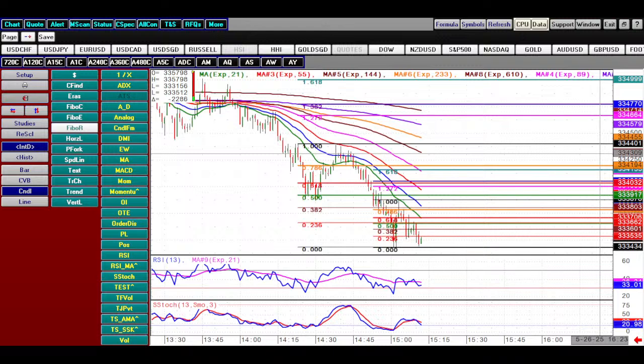Okay, as far as the TP is concerned, TP will go for 3326, 3323, and 3316. This should be the trade setup, and this should be our trade entry for gold.